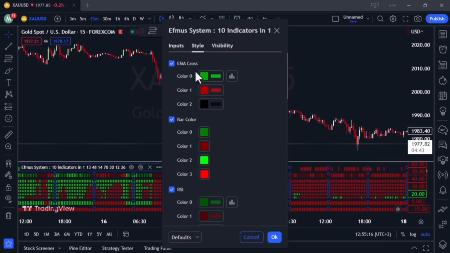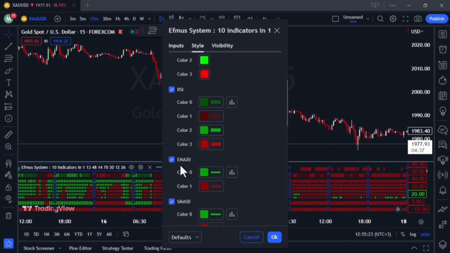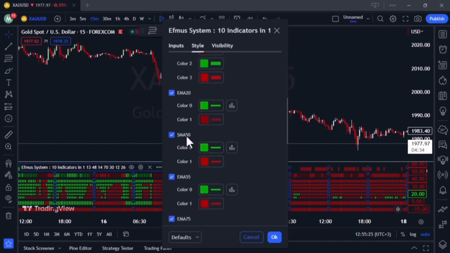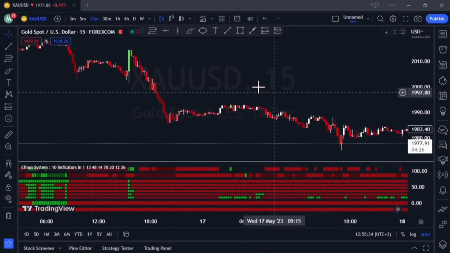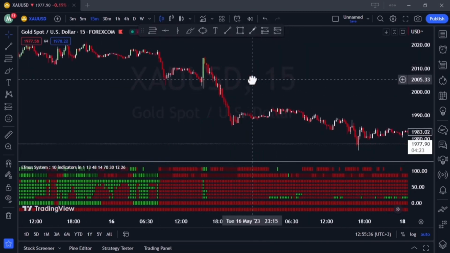We can go to the settings and you can see it contains lots of powerful indicators like EMA cross, bar color, RSI, EMA 20, SMA 50, and so on and on. So we're going to just untick the price tags, and here, bear it in mind, none of these indicators are entry indicators. You only use them for confirmation.